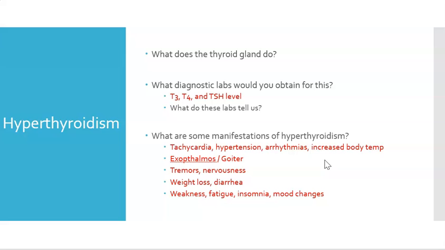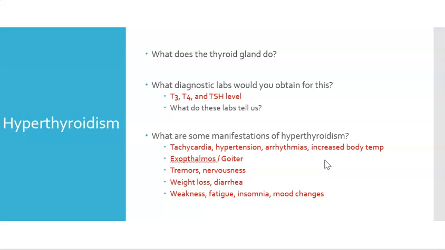So with endocrine, you want to know what the thyroid gland does, what types of diagnostics that you're going to be checking. So you're going to be looking at your T3, your T4, and your TSH levels, and really need to know what those labs are telling you.